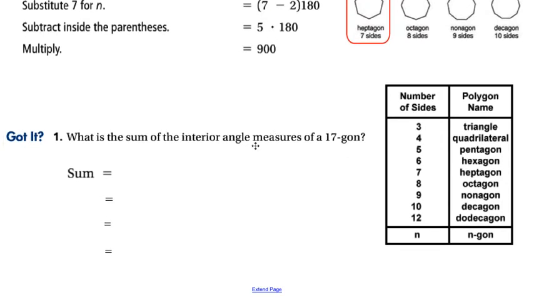So let's go ahead and do one with 17 sides. Again, we're going to use the exact same formula. So we want to use the n minus 2 times 180, and in this case we're going to use 17 for n. And 17 minus 2 is 15. And when we multiply 15 times 180, we get 2,700. So you can see that the more sides that we have, the larger the number of degrees we're going to have in our polygon when we add up all those interior angles.